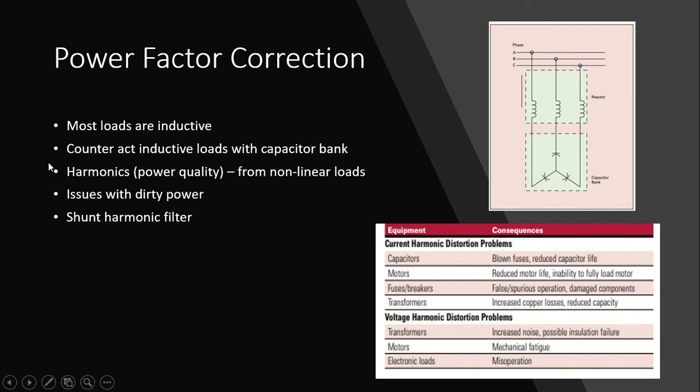So to correct the harmonic distortion, a harmonic filter can be used, and that can be attached to the capacitor bank. As we can see on the top right, we have the capacitor bank in a Y-connected three-phase system, and then in each phase we also have a harmonic filter, which will filter and reduce the harmonic distortion.